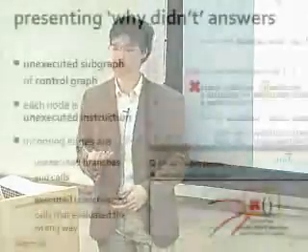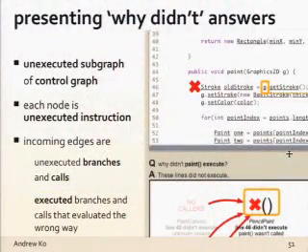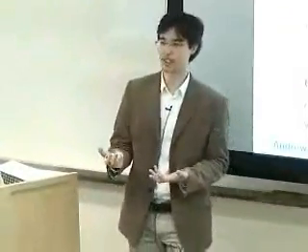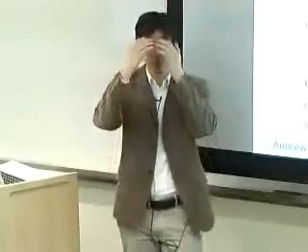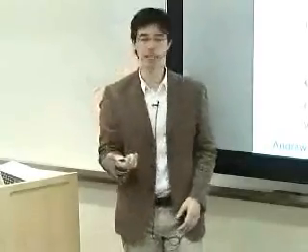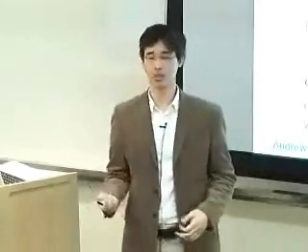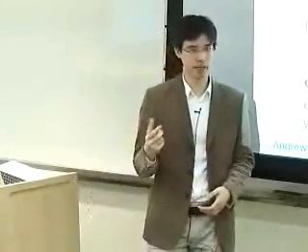These answers for the why didn't questions are presented as follows. Basically, the answer is some unexecuted subgraph of all of these control dependencies. Each of the nodes in this answer is some unexecuted instruction or method, and each of the incoming edges is an unexecuted branch or call, or a branch or call that was executed but in the wrong direction or on the wrong object in memory. The developer can go back and trace through all of these to find out where they expected something to be called, and usually somewhere in that chain is the place where the bug was.